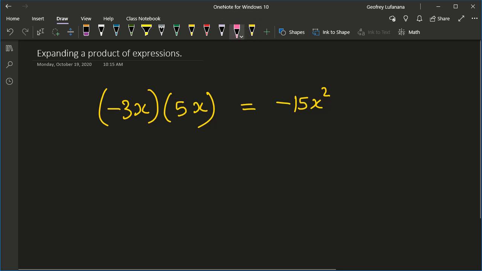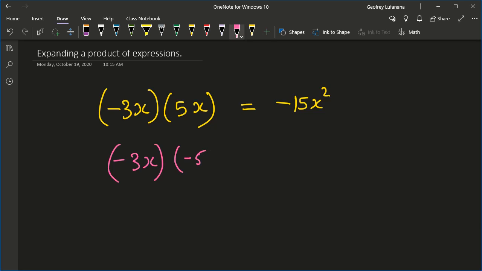On the other hand, if I had negative 3x and negative 5x, negative 3 times negative 5 is a positive. So for a positive, we may not necessarily write the plus, because if there is no sign in front of a number, it is a positive. So negative 3 and negative 5 is positive 15 and x squared.